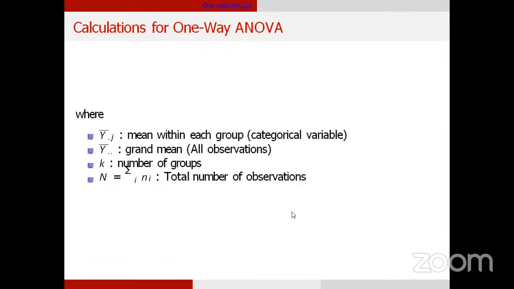Grand mean is the mean of all observations, Y bar. K is equal to the number of groups. N is equal to the summation of n_i, for i equal to 1 to K, the total number of observations.